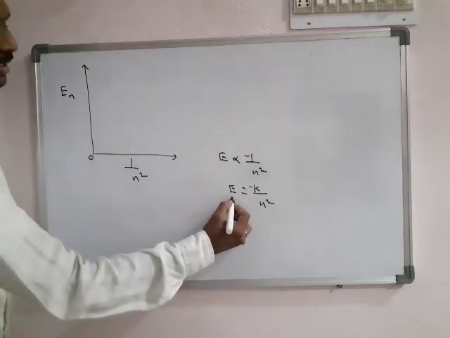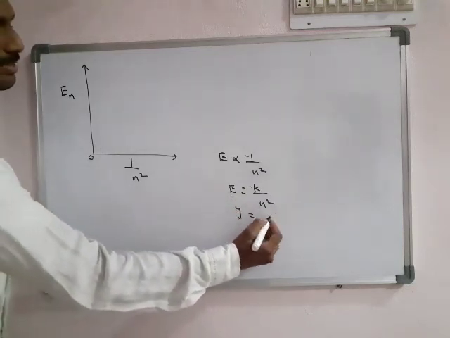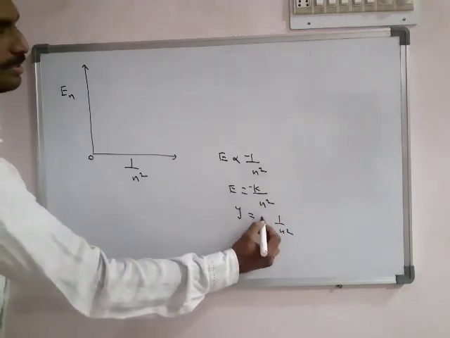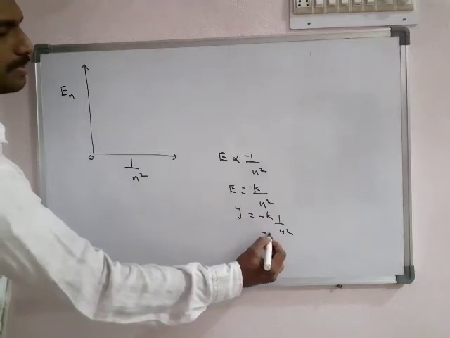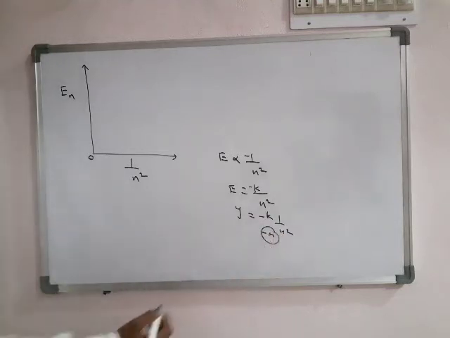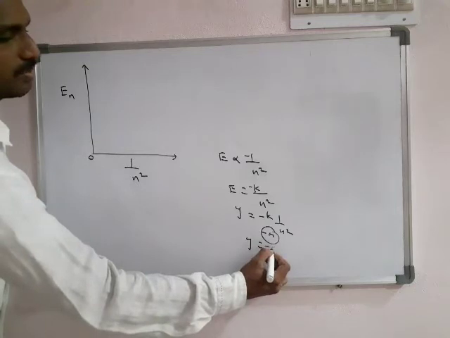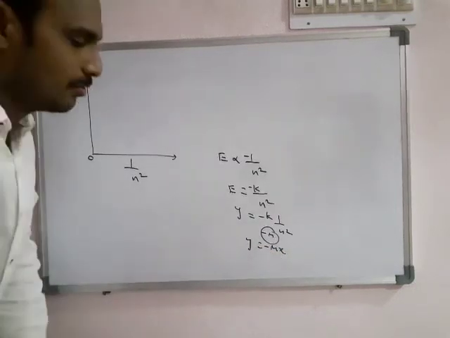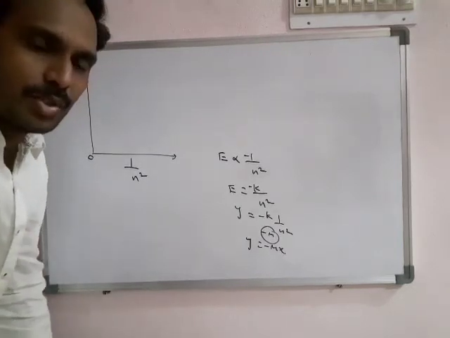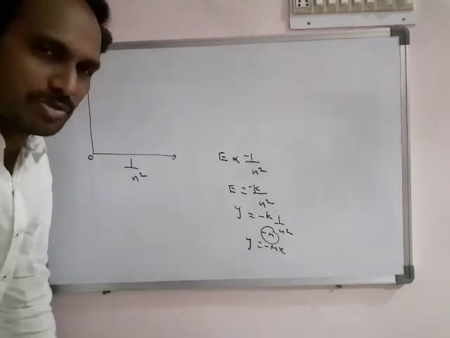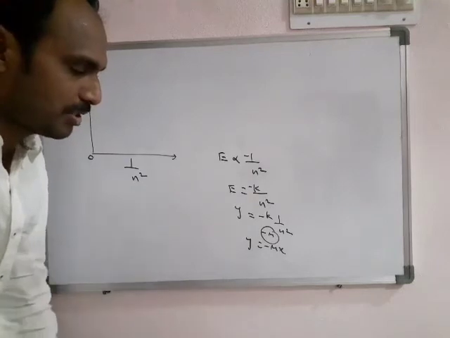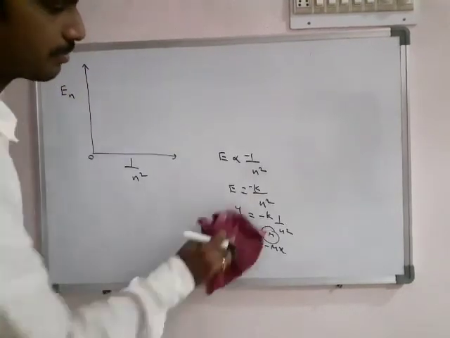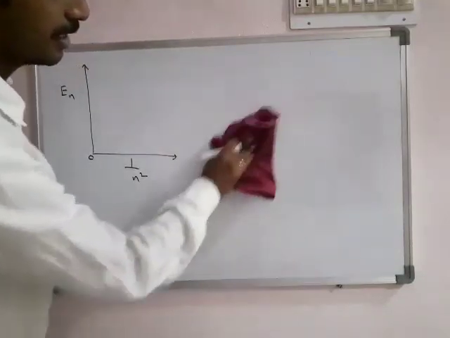On the y axis, energy, and on the x axis, 1 by n square. Then what is remaining? Minus k, which means minus m. It is just like y is equal to minus mx. Just now we discussed that y is equal to mx is a straight line passing through the origin with positive slope. But here it is y is equal to minus mx, so it must be a negative slope.